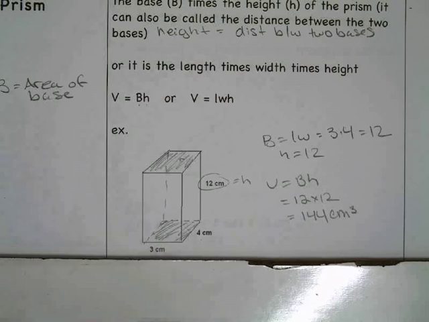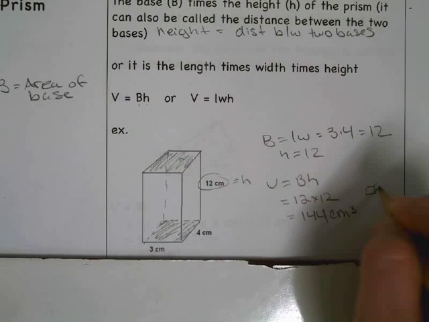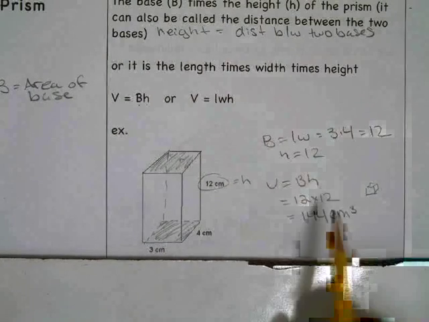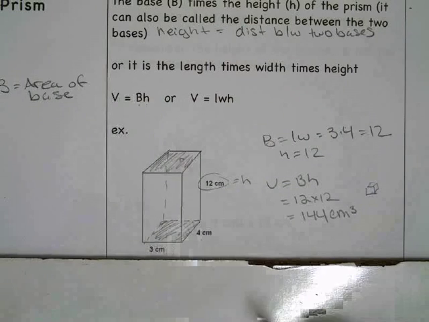So if I were to fill this rectangular prism with cubes that are 1 by 1, I could fit 144 1 cubic centimeter cubes inside of this prism.